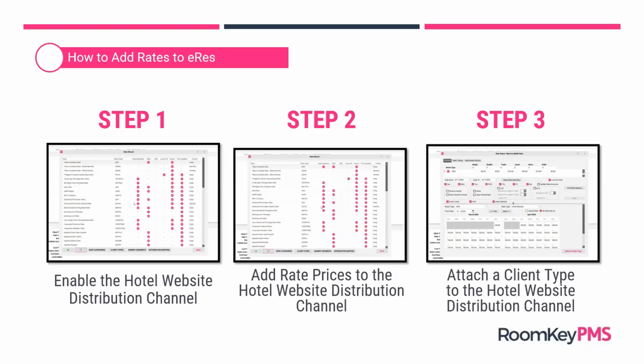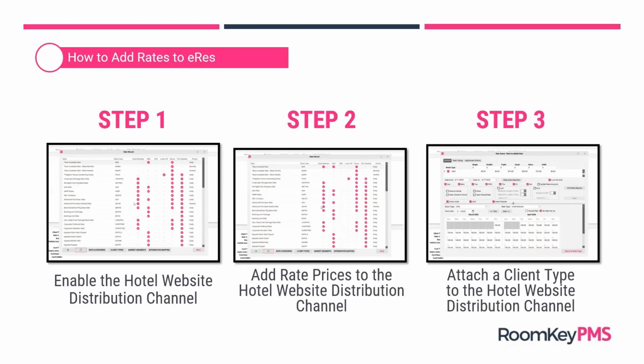So once you complete those 3 steps, that will ensure that the hotel website distribution channel is enabled. There are prices loaded into that distribution channel, and the rate is now bookable because you have a client type attached.